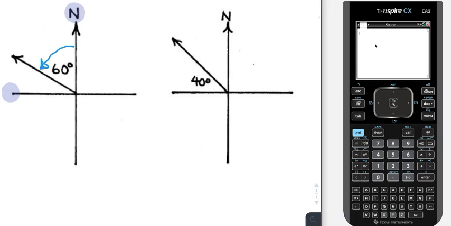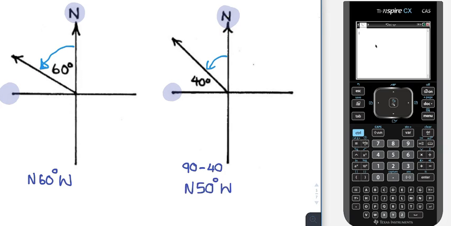And how far from north am I? I'm 60 degrees. So this would be written as north 60 degrees west. That is my compass bearing for that question. So note the angle always comes from the north-south line. So for the next question, where again I'm looking at northwest, I'm not looking at 40 degrees, I'm looking at 90 minus 40 degrees. So 50 degrees from the north line. So north 50 degrees west.